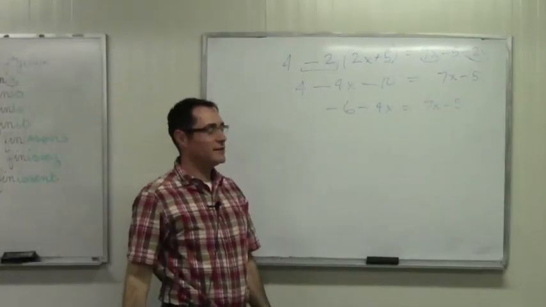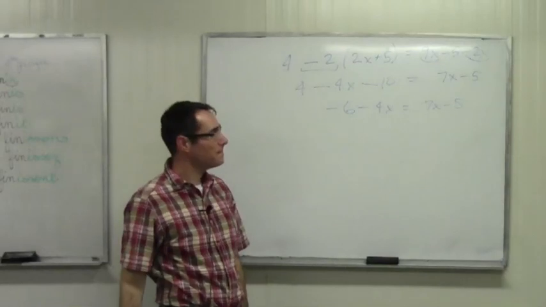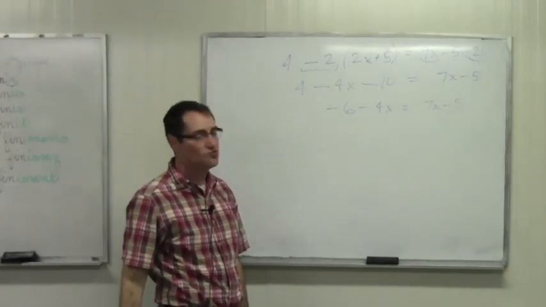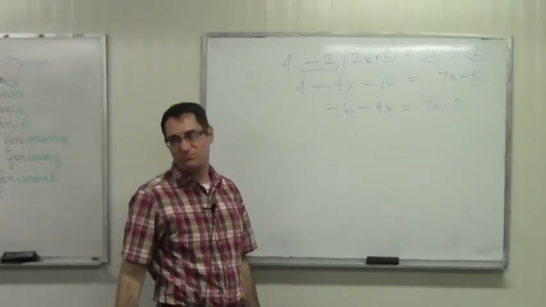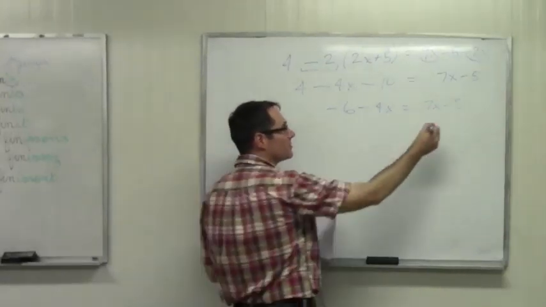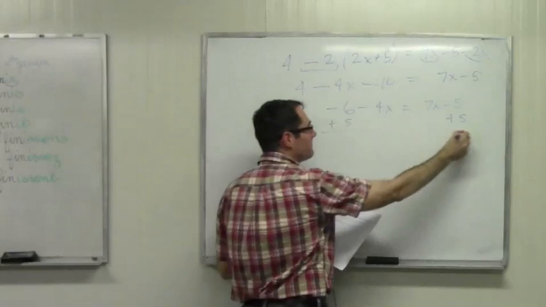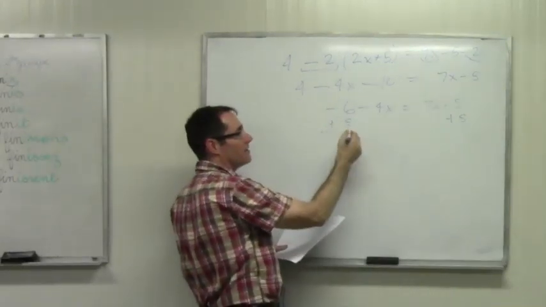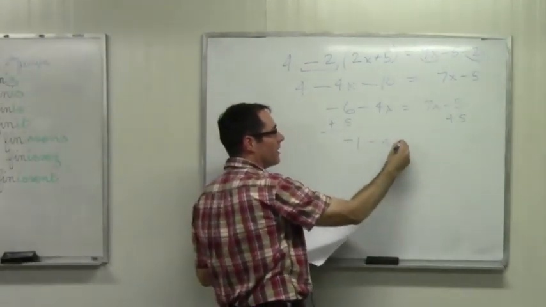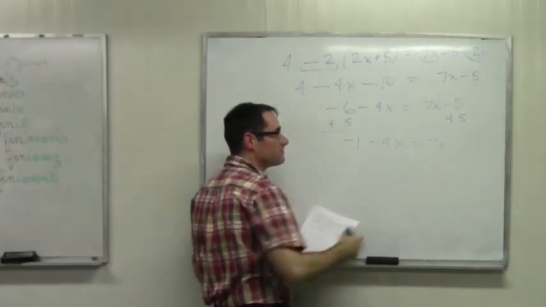What do we do next? It's completely up to you. Add 5 to both sides. That sounds good, because we're going to get the 5 from this side to this side. That means we're going to be left with negative 1 minus 4x equals 7x.